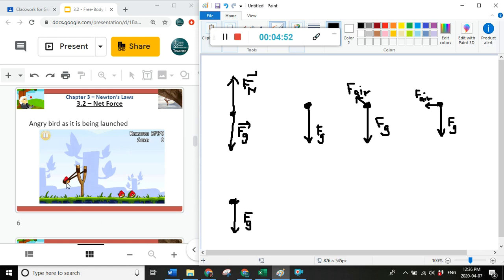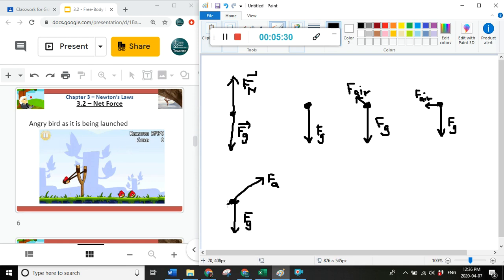Now, as it's being launched, you have to imagine right now the bird is being launched forward by this elastic band. So something is pushing on this bird, and it's pushing in this direction. I'm going to make that a little bit longer. We assume it's a big pushing force. And we call this FA, or F applied. That's an applied force. That's if somebody's pushing on something or pulling on something. So in this case, it's this elastic band pushing on the angry bird.